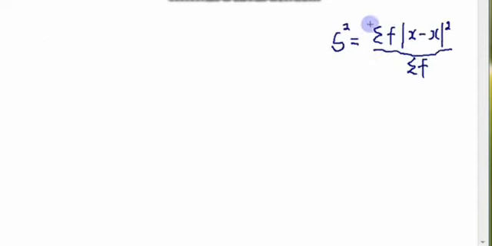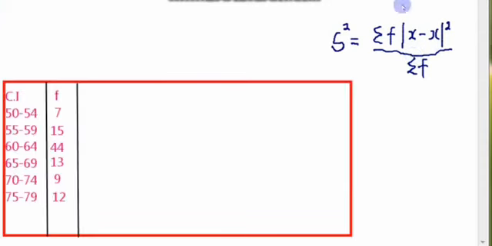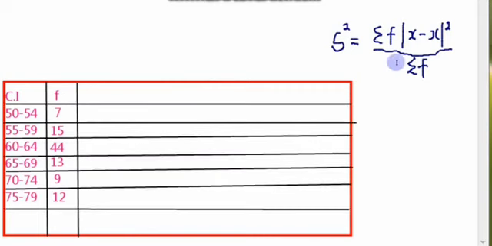First, let's quote the formula for variance. For variance of group data, we have the summation f times the absolute value of x minus x bar, raised to power 2, divided by summation f. In this table, we have our class interval and we have frequency. The next thing we need on this table is x. X needs to be on this table from the formula, so we have to compute for x.